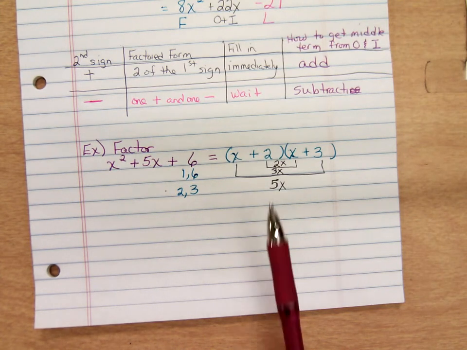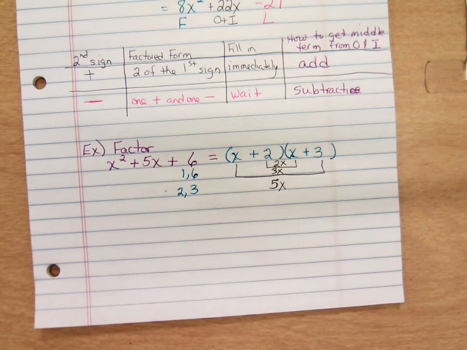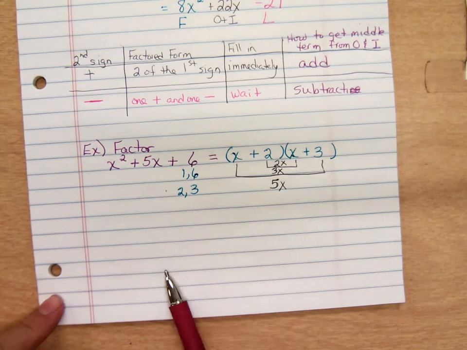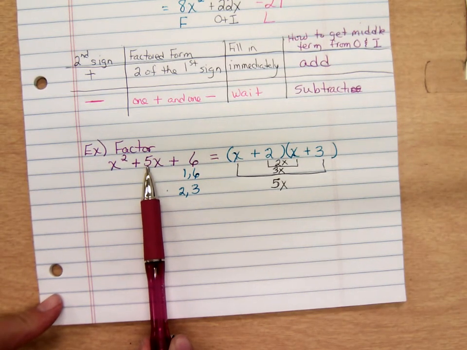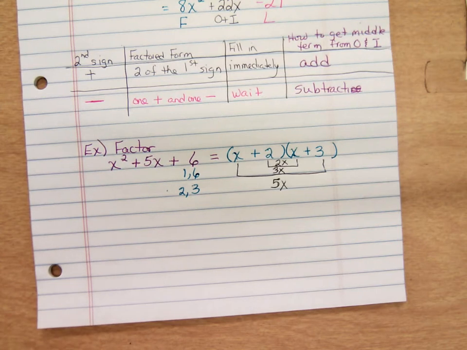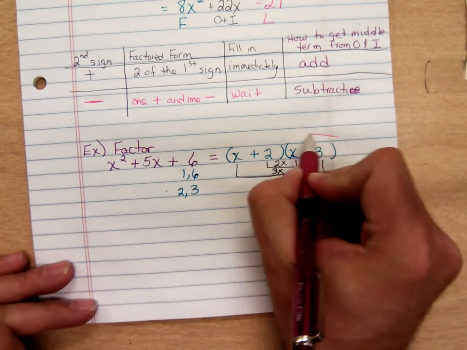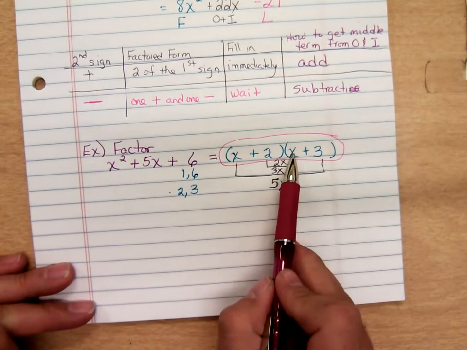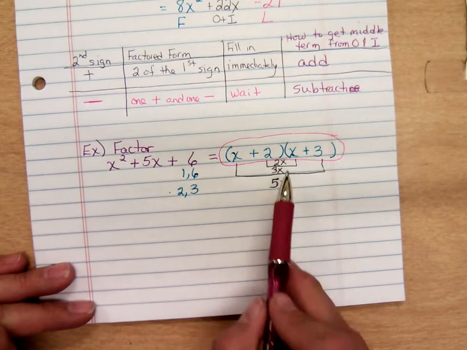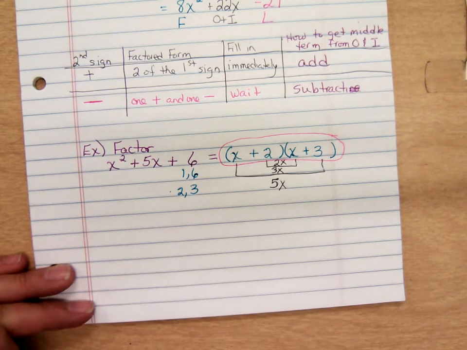Why did I not put a 1 and 6 there instead of a 2 and 3? If I put a 1 and 6, when you FOIL it out, you're not going to be getting a 5x. So let's try another. So there's that answer. X plus 2 times x plus 3. You have x squared. You have a 6. And then 2x plus 3x is 5x.